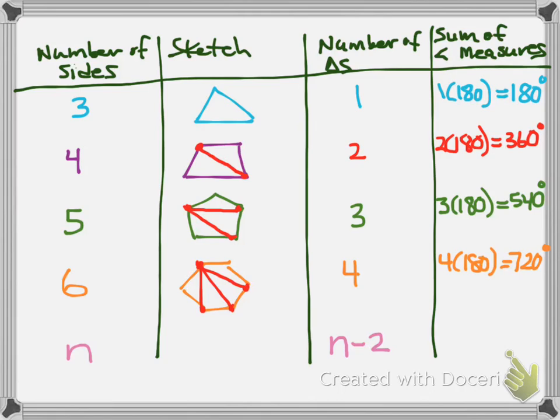So if I want to figure out how many degrees all the angles inside my shape equal, I'm going to take the number of sides minus 2 and multiply it by 180. What we've just created is a formula that allows us to figure out the number of degrees inside of any polygon, any size. Okay? All right, are you guys good?